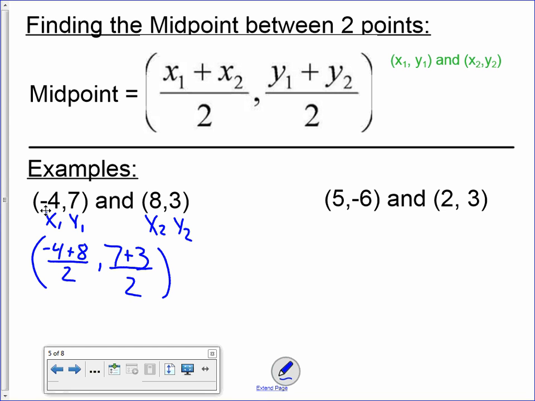-4 plus 8 is 4, and 4 divided by 2 is 2. 7 plus 3 is 10, and 10 divided by 2 is 5. So my midpoint is going to be (2, 5). So basically, to answer these questions, all I do is add the x values, divide by 2, and add the y values and divide by 2.